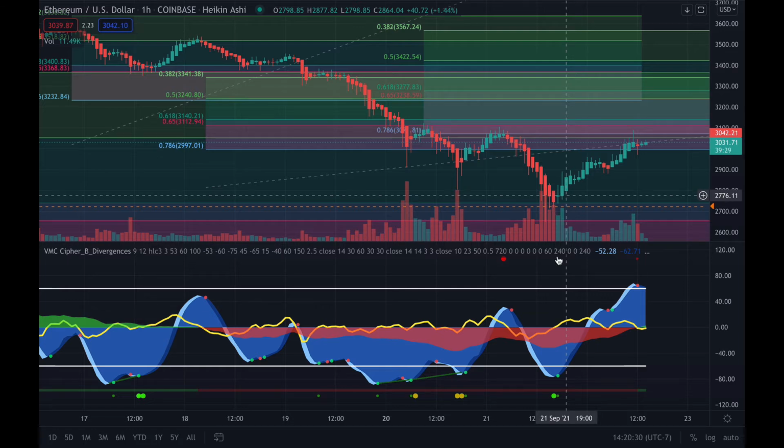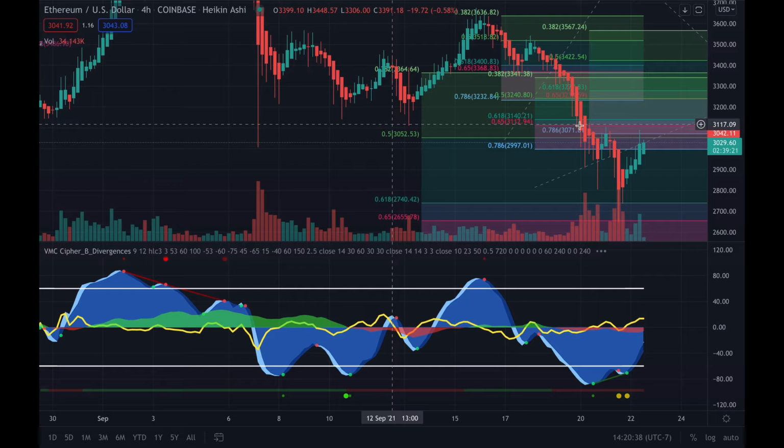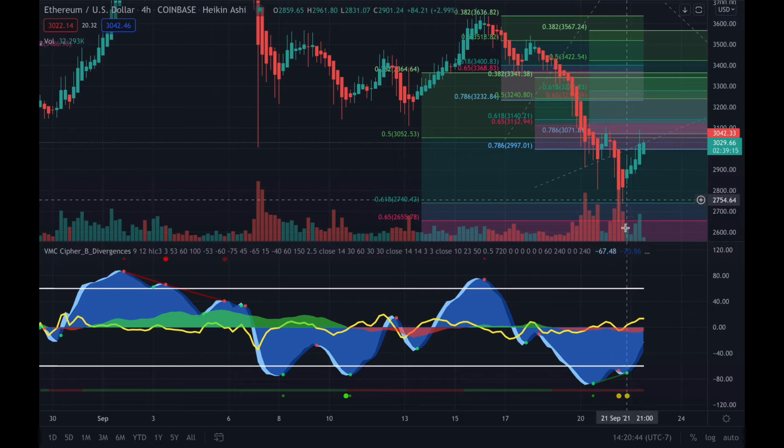I'm pretty certain because on the 1 hour time frame it did this. Check this out. I'm going to go all the way up to the 4 hour time frame. Look at this. Look at that green dot. This bottom, and then this bottom comes lower, but yet the green dot's up. This is the 4 hour time frame.